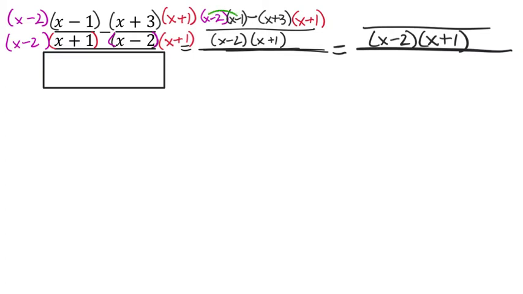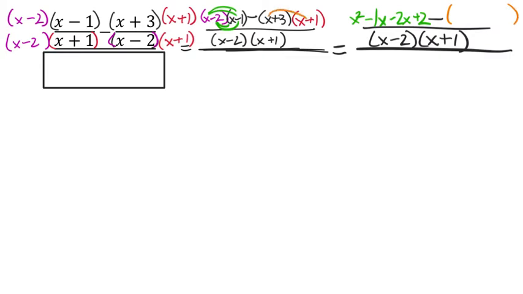I got x times x, that's x squared. And I got x times negative 1, which would be negative 1x. Then I got negative 2 times x, which is negative 2x's. And I got negative 2 times negative 1, which is positive 2. And that we're going to subtract, so I'm actually going to need the next part in parentheses here.